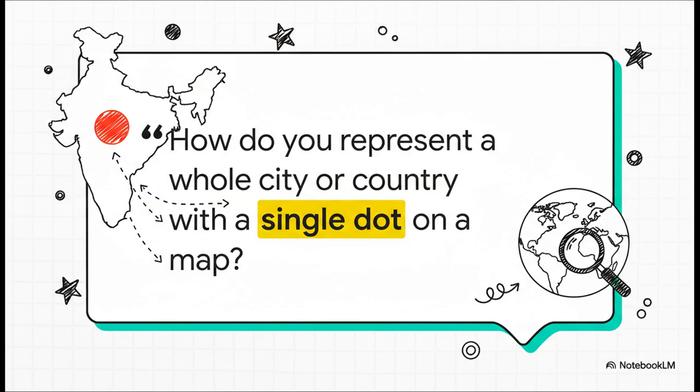Think about it. When you look at a map of India, you see this huge, massive area. But if you want to find a city, what do you look for? You don't look for its detailed boundary, right? You look for a single dot. This very simple question is the key to understanding what a centroid really is.